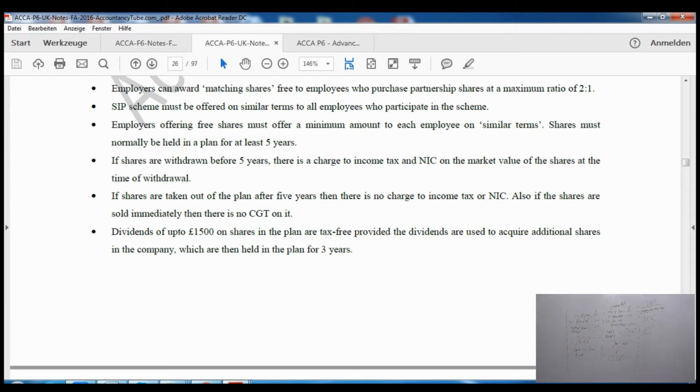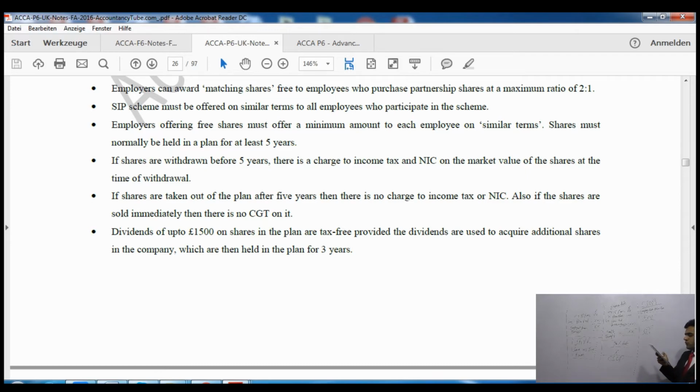Now, shares must be held for at least 5 years normally. If the shares are sold within 5 years, they will be charged to income tax and NIC on the market value of the shares at the time of withdrawal. If the shares are taken out of the plan after the 5 years, then there will be no charge to income tax and NIC, and there will be no CGT if the shares are immediately sold. So if you sell the shares immediately, then there will be no tax, no capital gains tax as well.